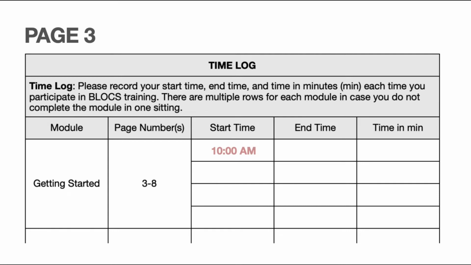There are multiple rows for each module in case you must stop in the middle of a module and return at a later time to continue. For example, if you were to stop this training right now, you would enter the end time, like 10:01 a.m., and convert the time spent into minutes. Then, the next time you return to work on the module, you would enter the start time in the next row.